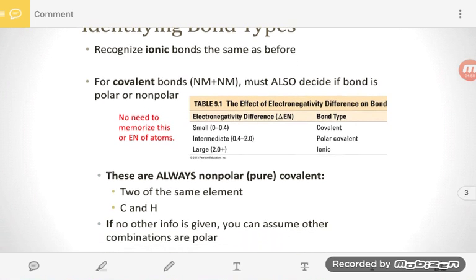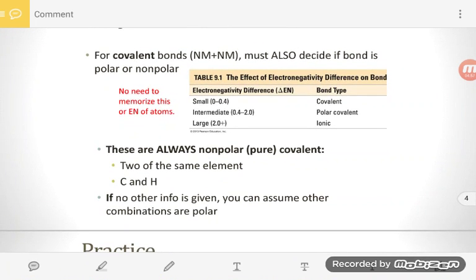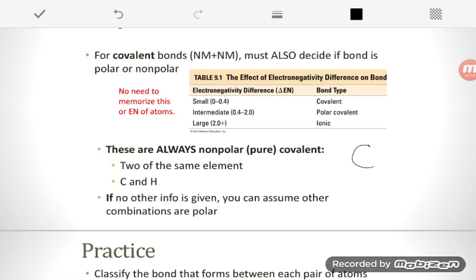But now, if we have a covalent bond, we can do an extra step where we decide if it's a pure or nonpolar covalent bond, or if it's a polar covalent bond. But we're not going to do it by memorizing this chart here. I like to just remember two cases in which you have a nonpolar or pure covalent bond. If you have two of the same element, such as Cl2 or F2.